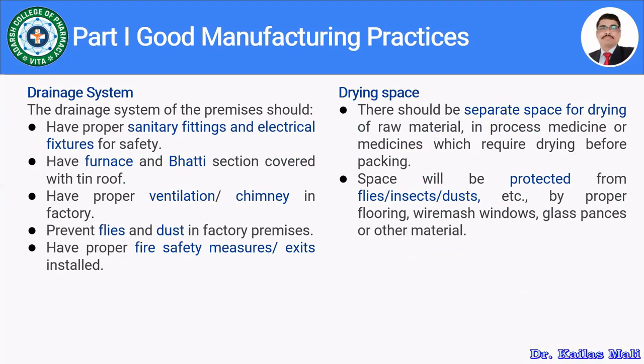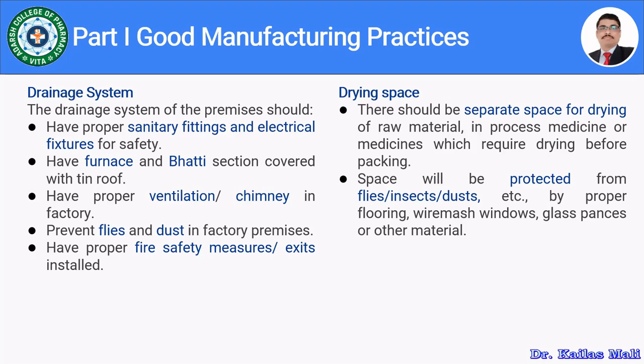So in the premises, or in the building or manufacturing unit, the drainage system should have proper sanitary fittings and electrical fixtures for safety. There should be proper sanitary fittings and electrical fixtures in order to maintain the safety.